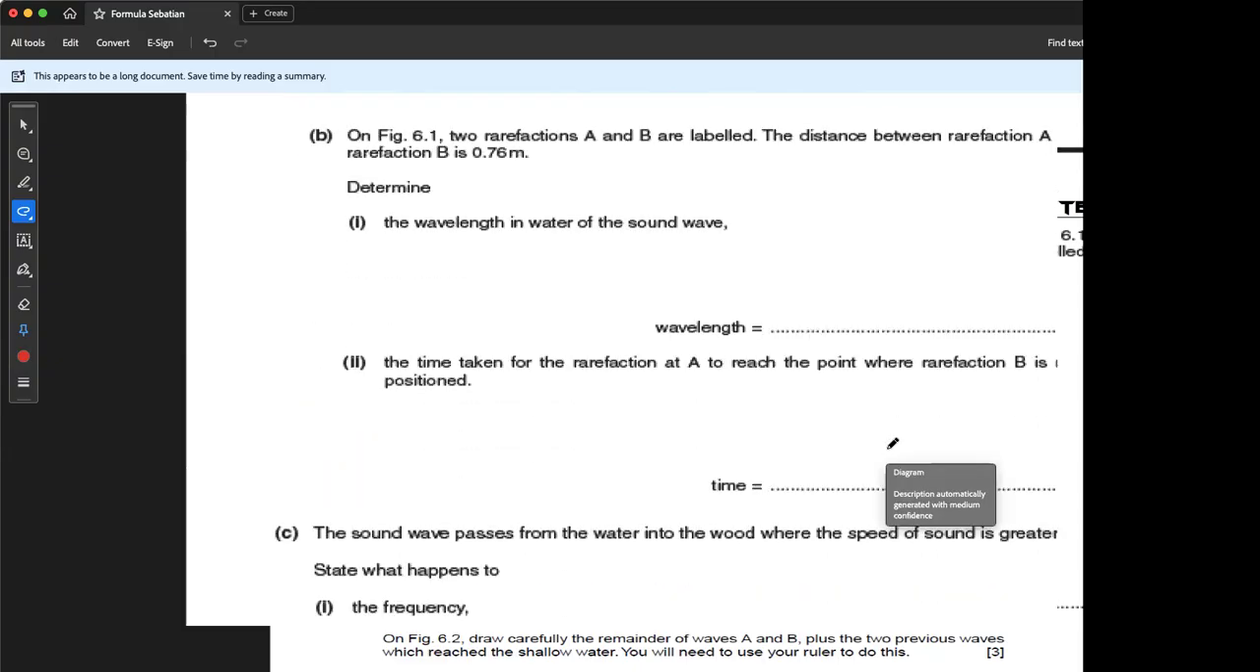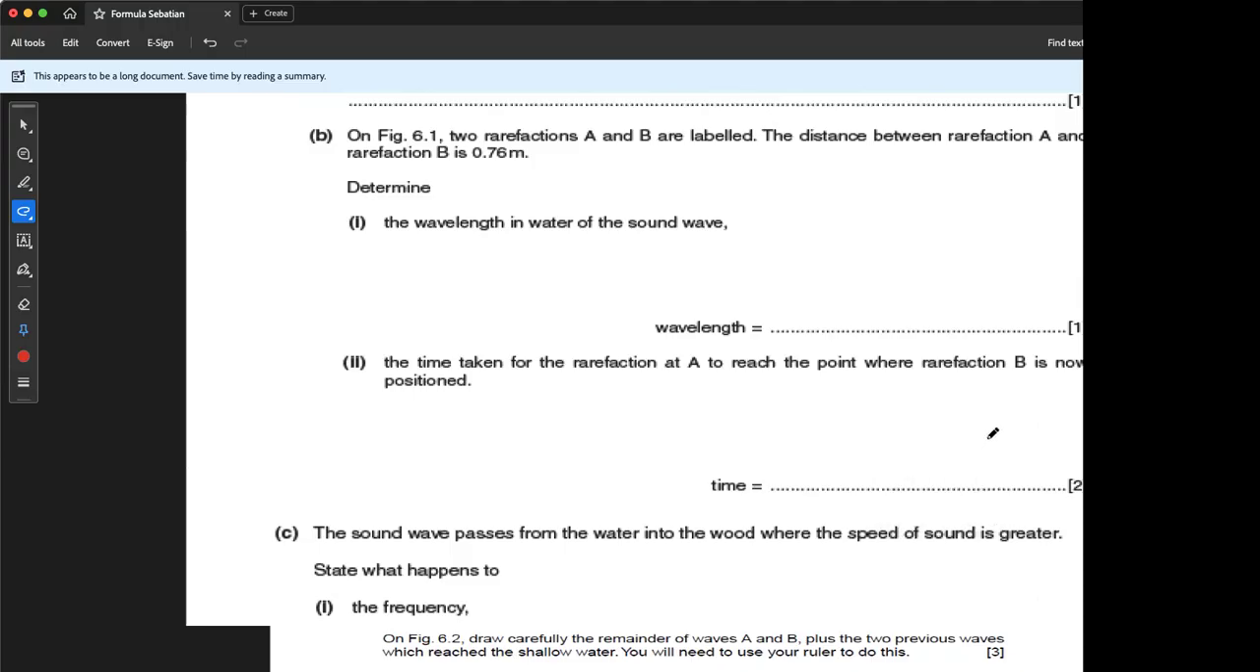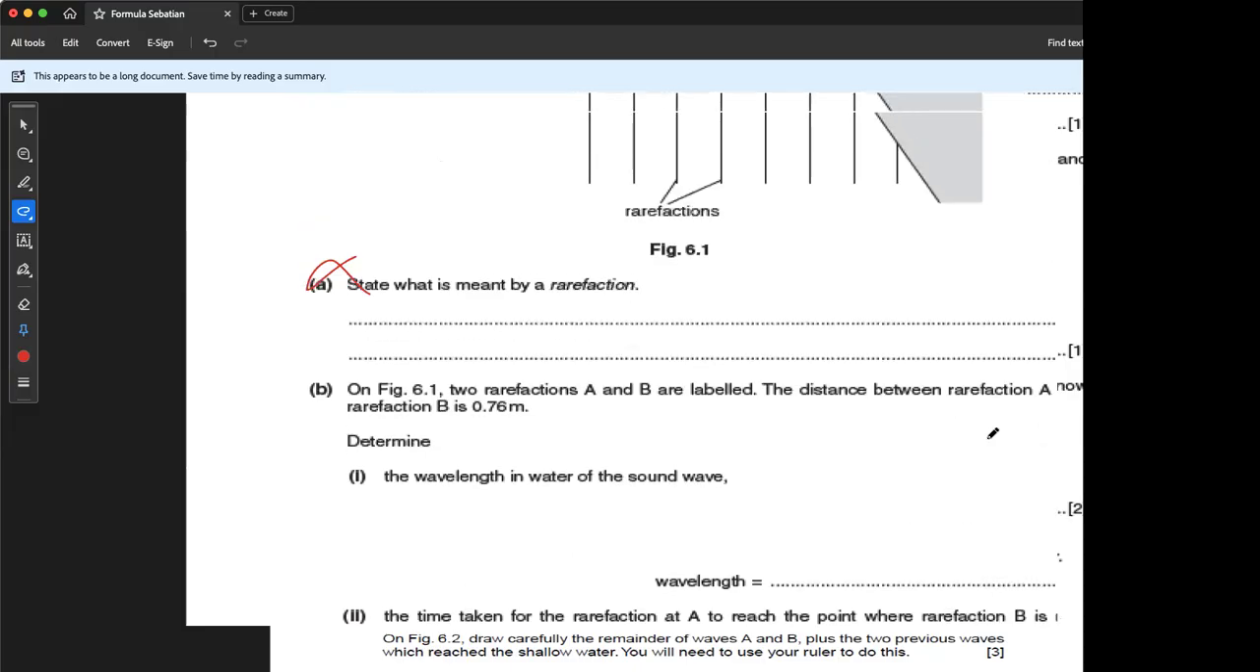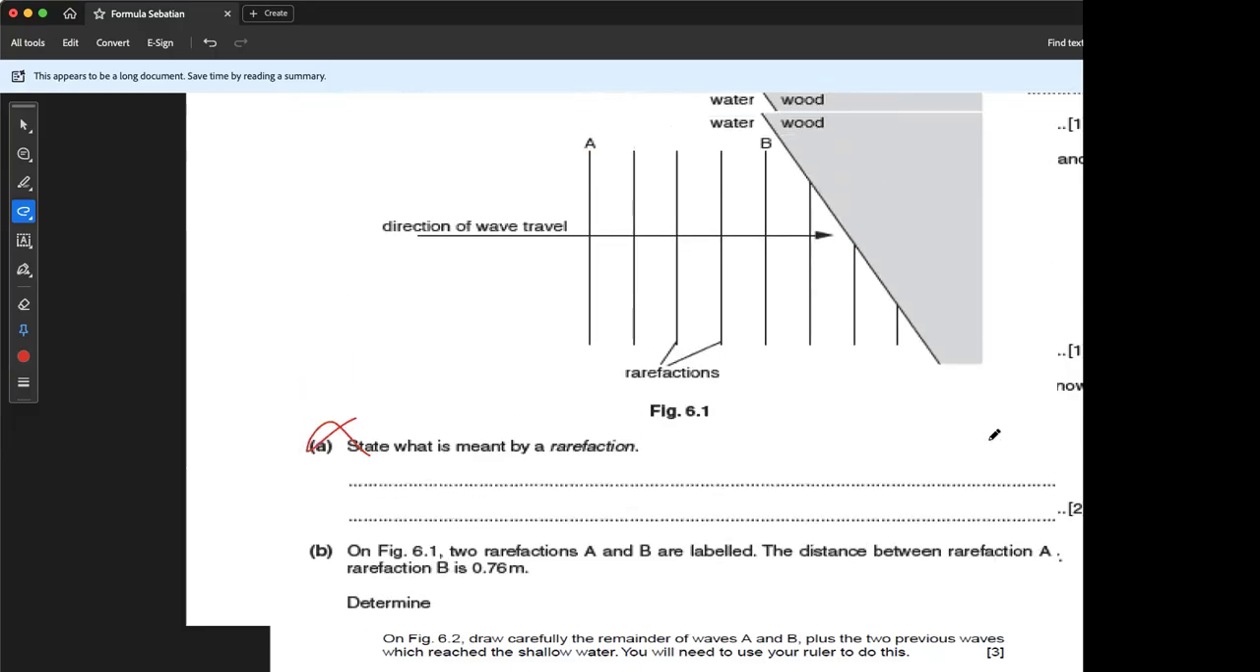Teacher, I have a question over here. In question number B, it says on figure 6.1, two refractions A and B are labeled, and the distance between refraction A and refraction B is 0.76. So refraction A is over there, refraction B is over there. There are three more in the middle, right? Because each line is your refraction. So is it 0.76 divided by 4? Correct. Exactly.